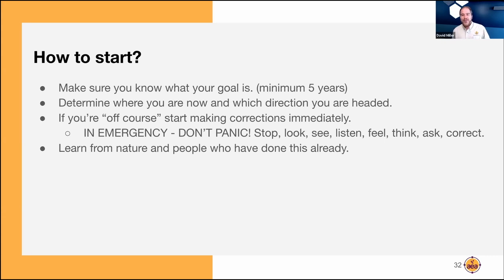So, where are you? How do you start? First of all, make sure that you know what your goal is. Why are you producing food? What do you want? What do you need? Think about your vision, and it's got to be a minimum of 5 years.